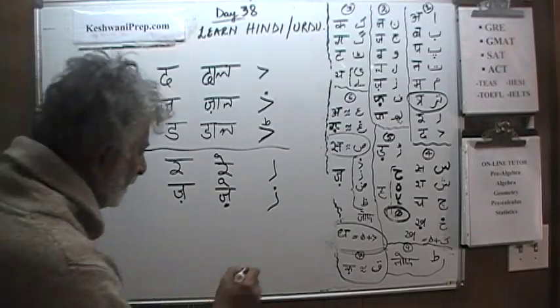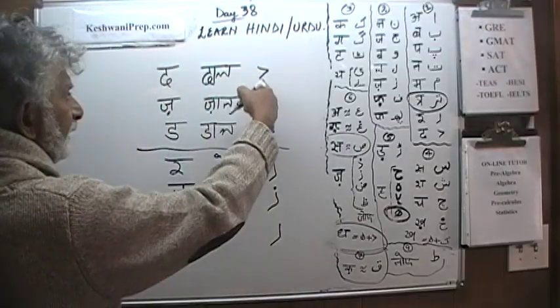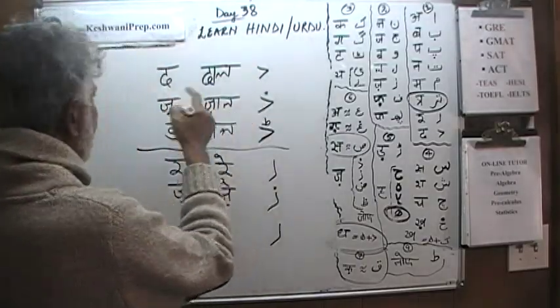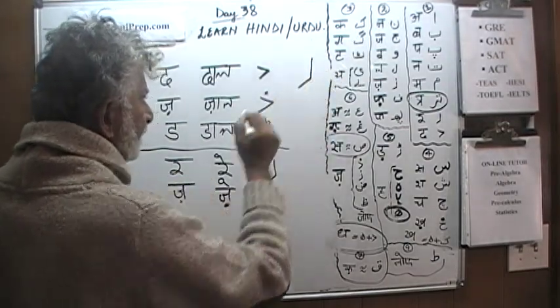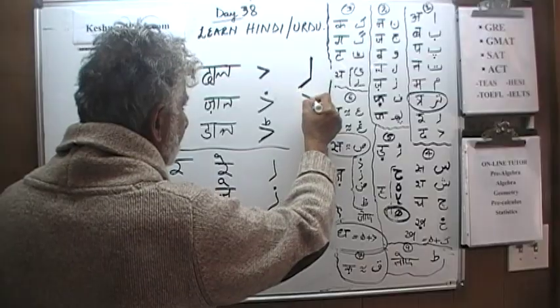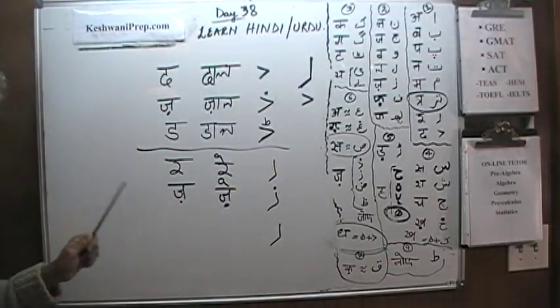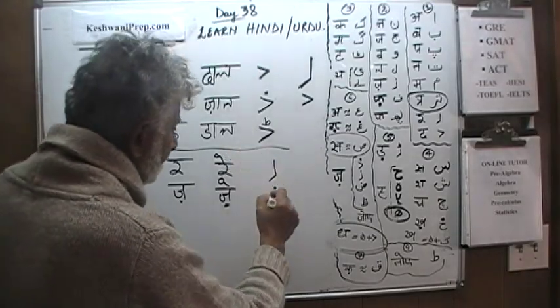Re, ze. And then again the same shape. The difference between this one, this one and this one is that this one is at an angle like this, and this one goes straight and then comes down. You see the difference? So that's a re, that's a ze, and this one again has a symbol on the top.